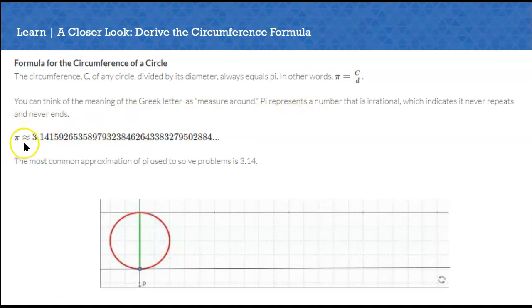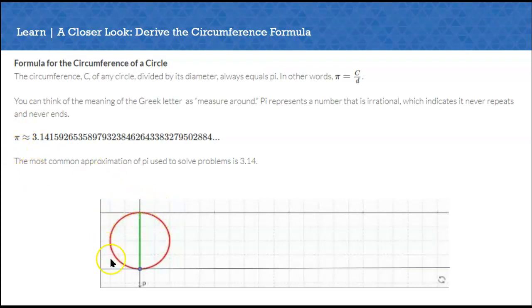Some of you may have memorized the digits of pi, or at least the first 15 digits of pi in elementary school. The most common approximation, and the one we will use a lot in geometry for pi, is 3.14. So you will see it as use 3.14 as pi, or use your calculator's button for pi, and then you will just go ahead and plug in pi.